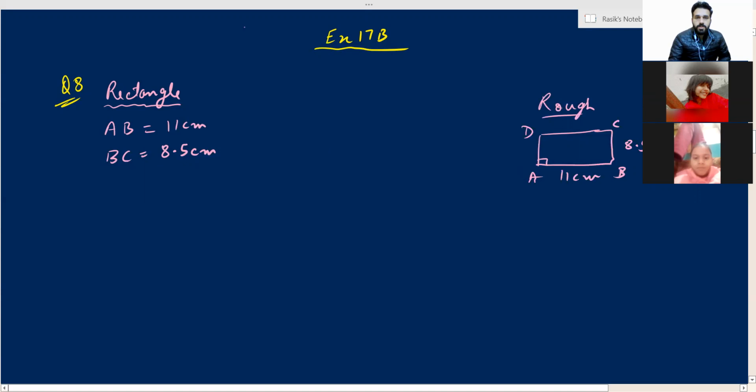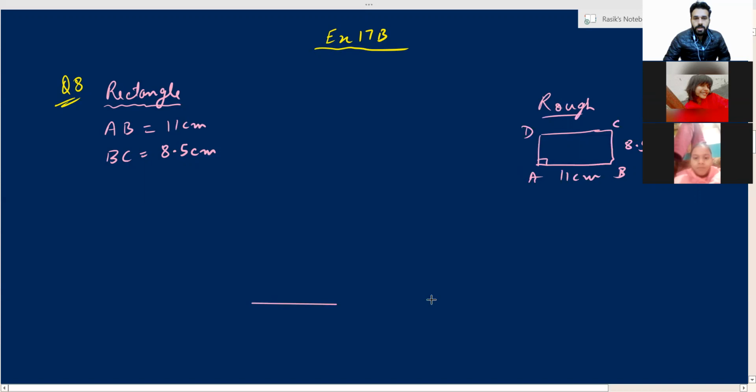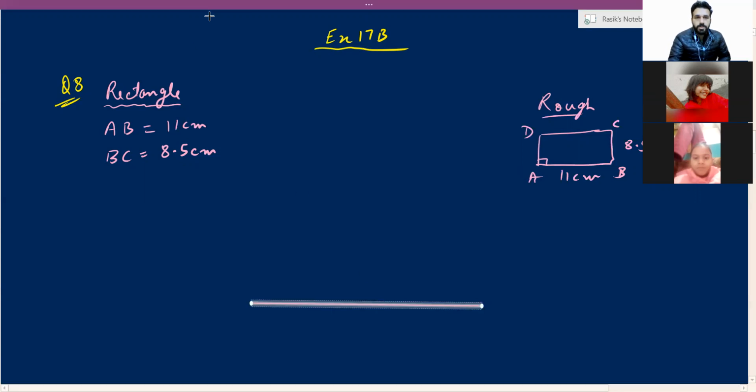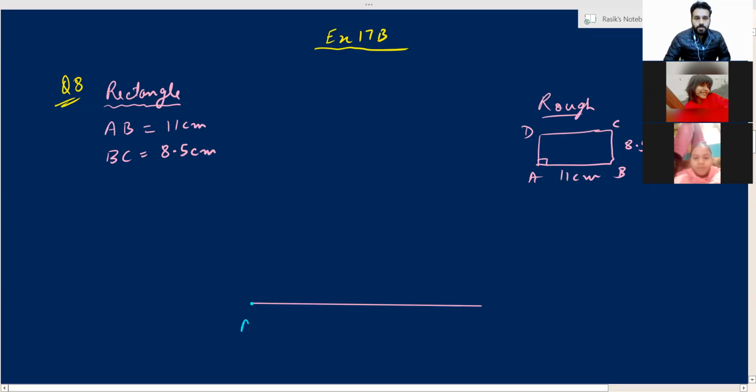First of all, we will construct the side AB, 11 centimeters. Use the scale to draw a line segment of 11 centimeters in your copy. It is very easy. Now construct an angle of 90 degrees. I hope you know how to construct an angle of 90 degrees.